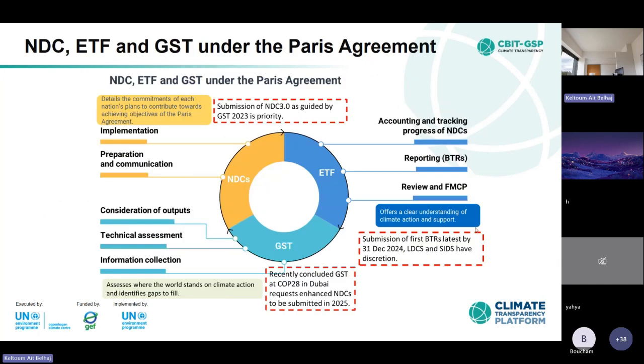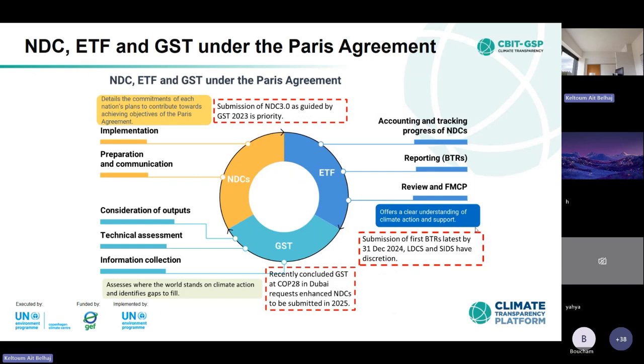All right, now that we've seen the overall ambition cycle of the Paris Agreement, this slide takes us a step deeper into how its three main components, the NDC, the Enhanced Transparency Framework, and the global stocktake, actually interact and reinforce each other. Here we can think of them as three interlinked stages of just one single process. First, we have NDCs. NDCs represent the planning and commitment phase.